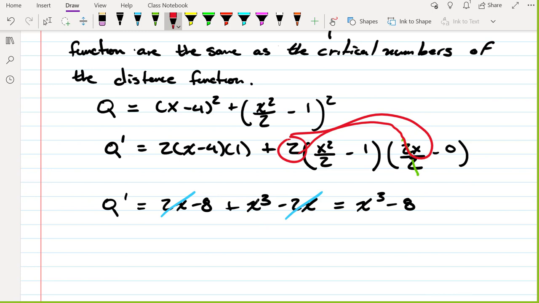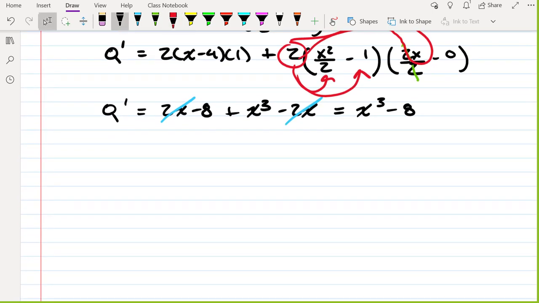So we now need to solve that polynomial equation. We have x cubed minus 8 equals 0. And you may or may not remember, but that is the difference of cubes.